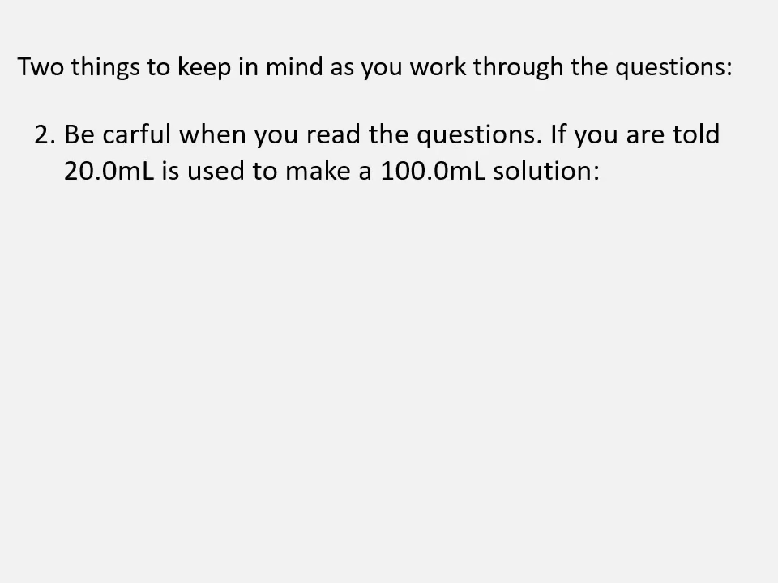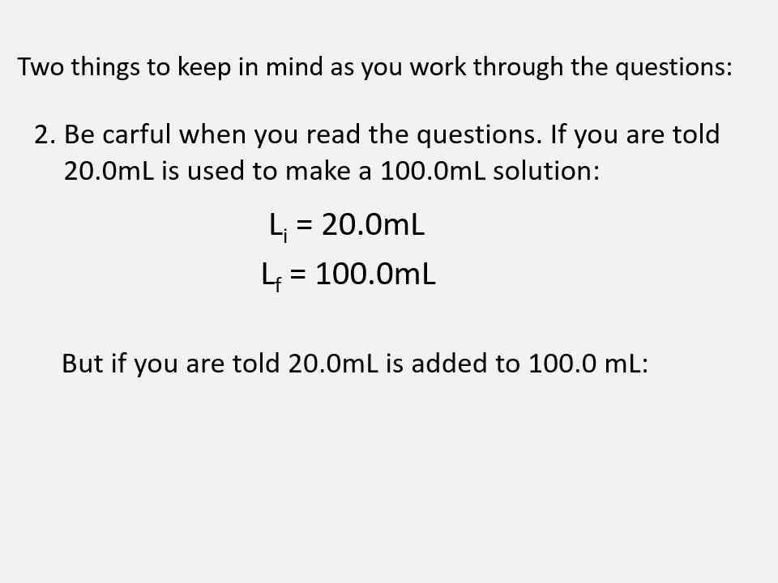Secondly, be careful when you read the questions. If you are told 20 milliliters is used to make a 100 milliliter solution, your liters initial is 20 milliliters and your liters final will be 100 milliliters. But if you are told 20 milliliters is added to 100 milliliters of water, your liters initial is still 20 milliliters, but your liters final will be 120 milliliters because you added 20 milliliters to 100 milliliters. The total is now 120.